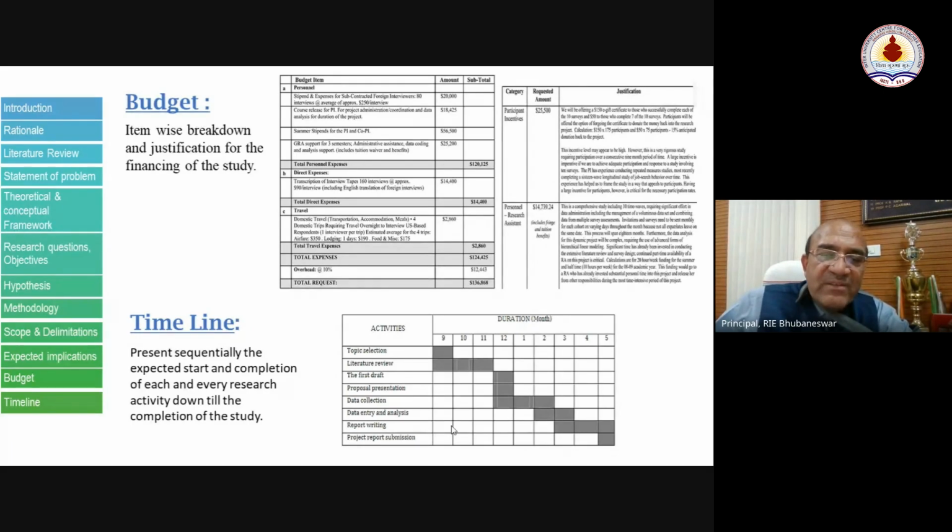Similarly, a timeline should also be given. The timeline is actually for self-regulation also, right? For example, in the first 2 months, what I'll do, in the next 2 months, what I'll do, in the next 2 months, what I'll do. Topic selection will take 1 month for me, or will take 9 months. Literature review, how many months, how many days. Then by what time the first draft will be there, proposal presentation, right? Then the proposal is finalized, then data collection, then data entry and analysis, report writing, project report submission. So we should make certain heads, and accordingly we should define our budget, as well as we should define our timeline, and we should stick to the timeline also.